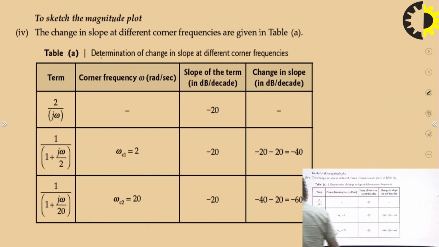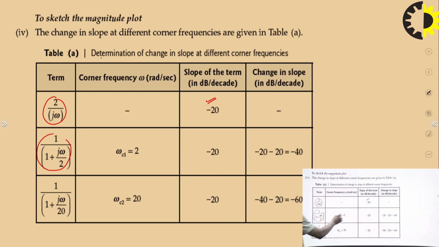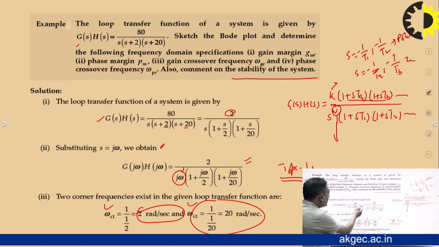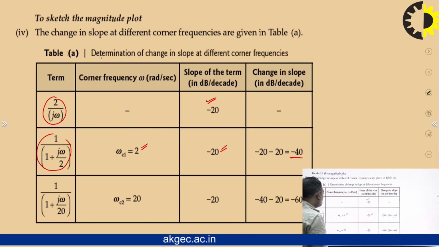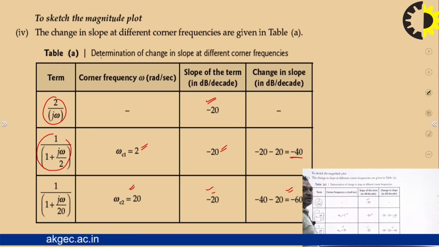Okay. So we can see here, this 2 upon j omega term will contribute minus 20 dB per decade. Okay. And for 1 upon 1 plus j omega by 2, the corner frequency is 2, and it will again add minus 20 dB per decade in the magnitude. So the total slope after it will become minus 40. And you can see in this transfer function, again there will be a pole at omega c2 equals 20 radian per second. So again minus 20 dB per decade will be added here. Okay, so it will become minus 60. Okay.